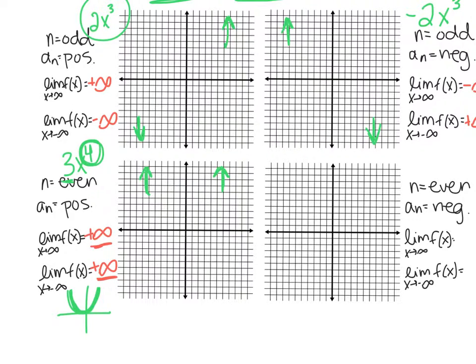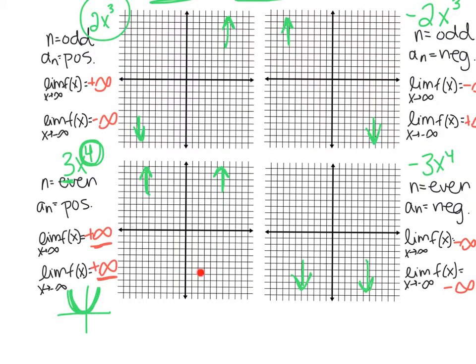Finally, when our n term is even, so we have an even degree polynomial, but our first term is negative. So if we had negative 3 times x to the 4th, we would now have our endpoints looking something like this. So our end behavior of our graph would both be going down to negative infinity on both sides. So we'd write that like this, where the limit as x goes to positive and negative infinity of f of x is negative infinity.